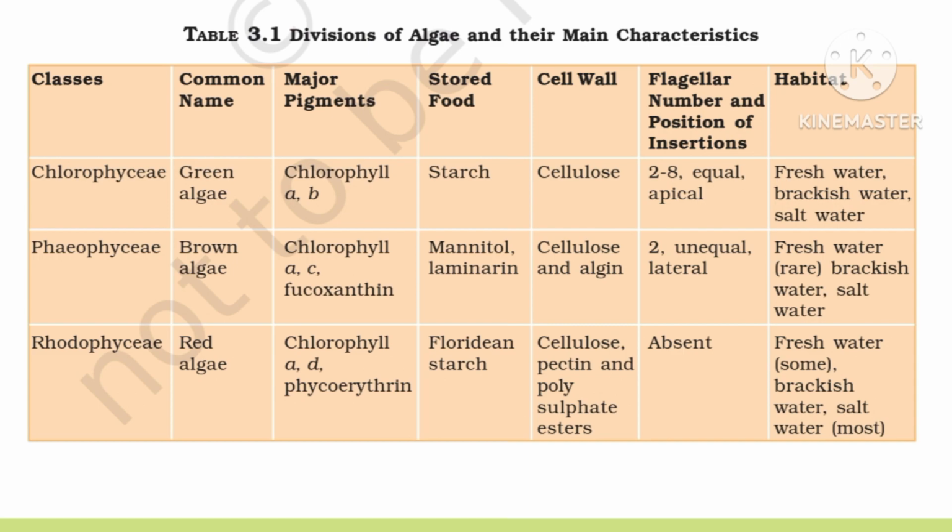Table 3.1: Division of algae and their main characteristics. Class Chlorophyceae, common name green algae, major pigments chlorophyll a, b, stored food starch, cell wall cellulose, flagellar number and position of insertion 2-8 equal apical, habitat freshwater, brackish water, salt water. Class Phaeophyceae, common name brown algae, major pigments chlorophyll a, c, fucoxanthin, stored food mannitol, laminarin, cell wall cellulose and algin, flagella 2 unequal lateral, habitat freshwater, rare brackish water, salt water. Class Rhodophyceae, common name red algae, major pigments chlorophyll a, d, phycoerythrin, stored food floridean starch, cell wall cellulose, pectin and polysulphate esters, flagella absent, habitat freshwater, some brackish water, salt water.